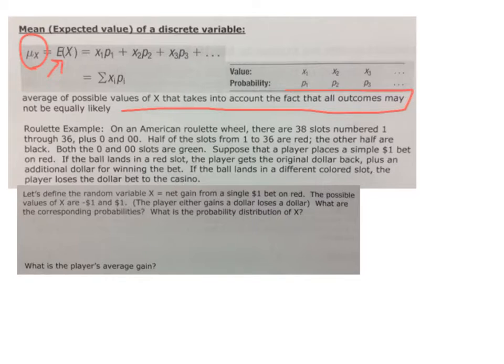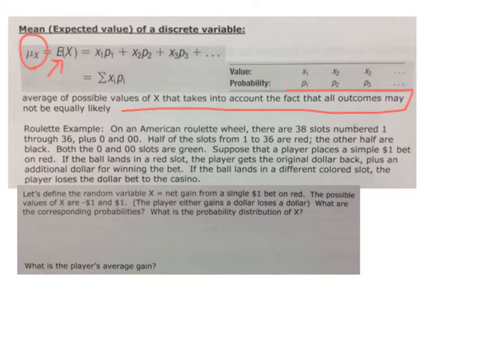A player is placing a $1 bet on red. If the ball lands on a red slot, the player gets the original dollar back, plus an additional $1 for winning the bet. If the ball lands in a different colored slot, the player loses the dollar bet to the casino. We're defining our random variable X here as the net gain of a single dollar bet on red. The possible values of X are -1 and 1. Remember, this is the net gain, so it's not $2 because I only gain $1. I had to spend $1 to play, and it's a loss of that dollar if I don't win.